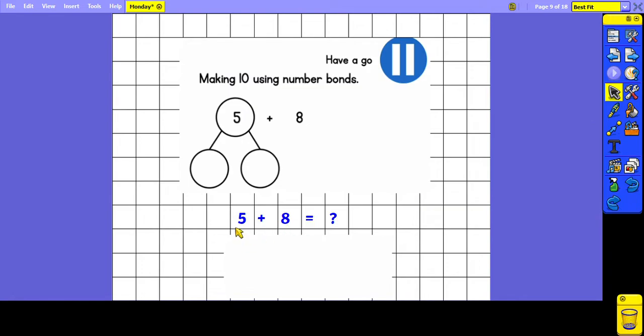This time we're solving 5 add 8. We're using the same method as the last example. You're going to have a go of this one by yourselves. First thing you need to do is to think, what do I have to add to 8 to make 10? That number goes here in this part, and then you can use the 2 numbers that you've got to work out what this missing part is. And when you've done that, you can use those to work out the answer. Pause the video now and have a go.